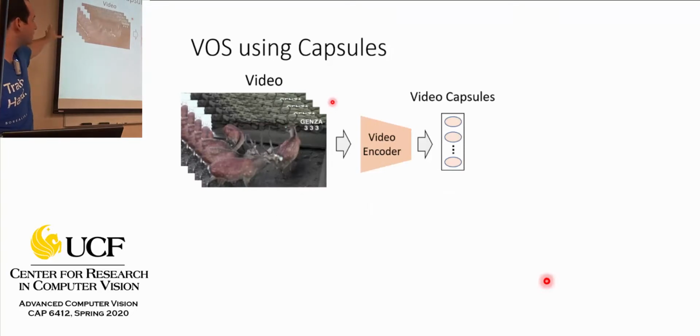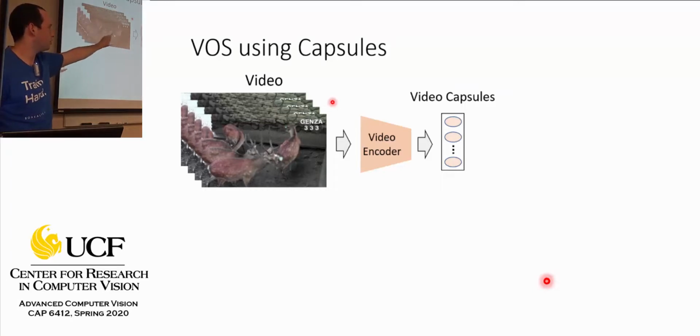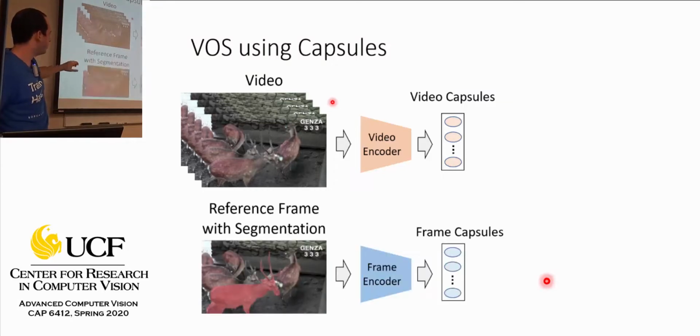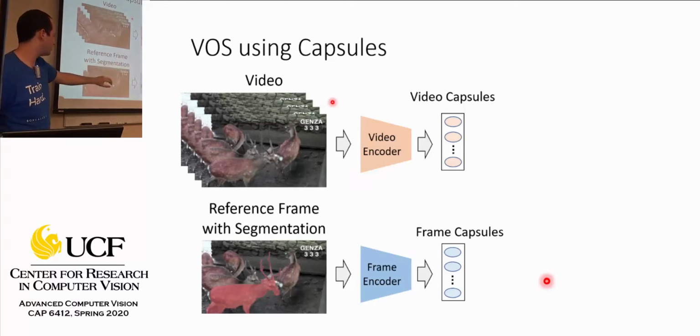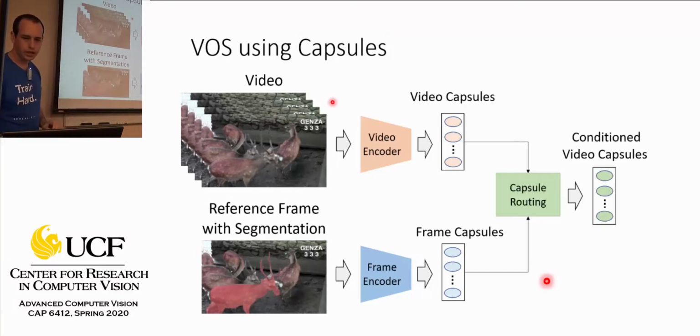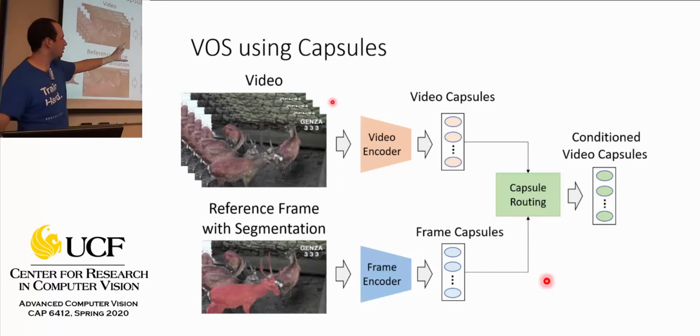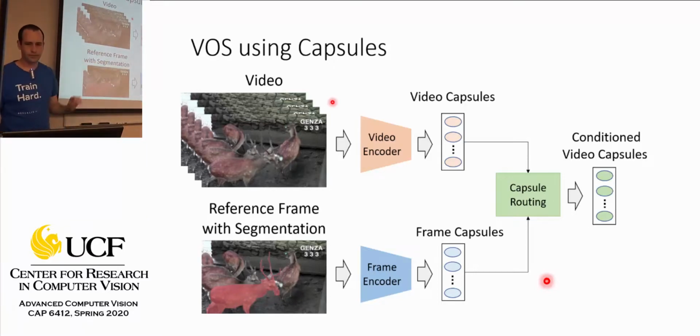So here's a description of what I just said. We're given the video, and we have some encoder which can encode our video into a set of capsules, video capsules. Those represent, let's say, all the deer in this video. And then we have our reference frame and segmentation. We have this segmentation and the first frame. We could have some encoder which encodes this frame into a set of capsules which represents only this deer, which is segmented, because we're giving it this segmentation mask. And then we could use capsule routing to condition those video capsules to end up with a set of capsules which represents this deer, but throughout the entire video.